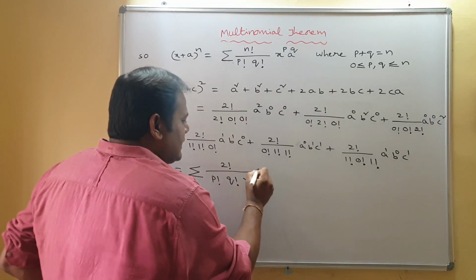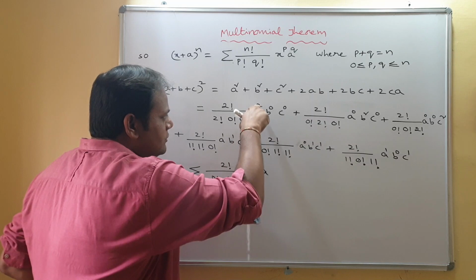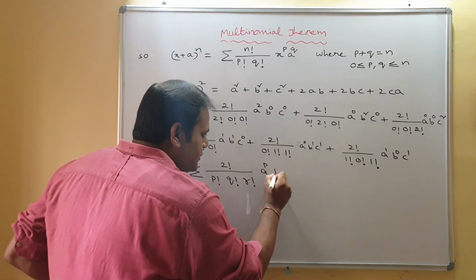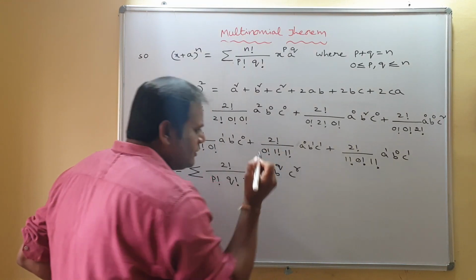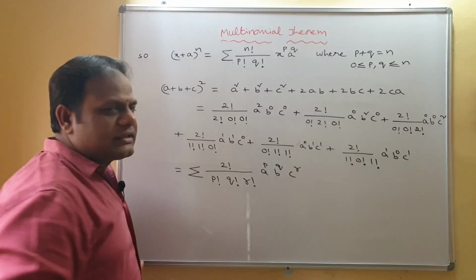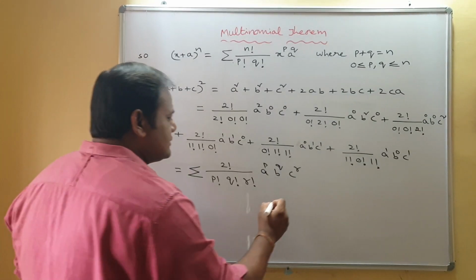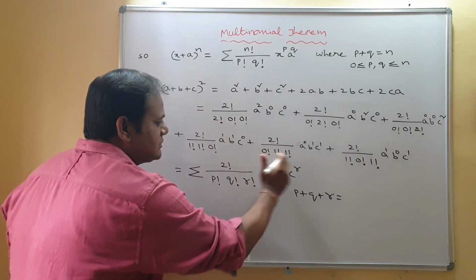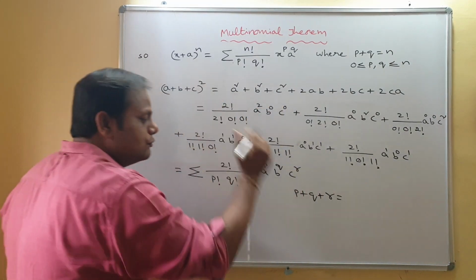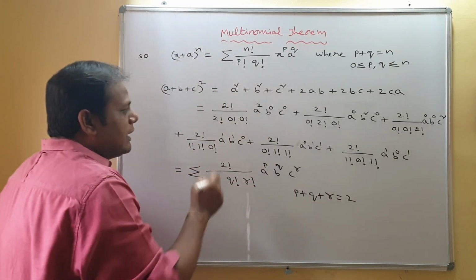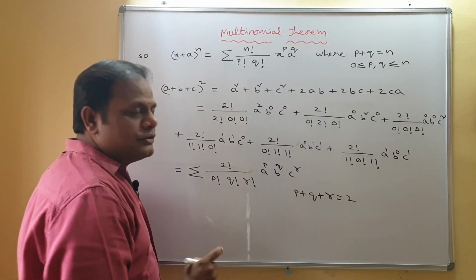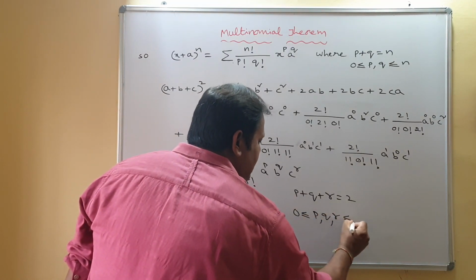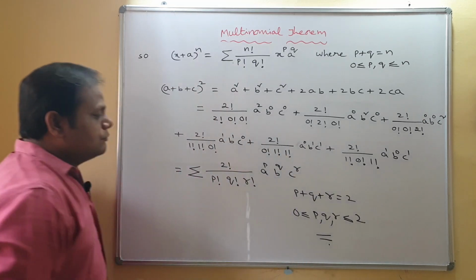In every term A, B, C are there. A power, here 2, so in place of P we have 2. So here A power P, B power Q, C power R. That's all. So here what are the conditions? You should write that. What are the conditions? P plus Q plus R, the sum of powers must be equal to 2. And for P value, Q value, R value, 0 is less than or equal to P, Q, R less than or equal to 2.